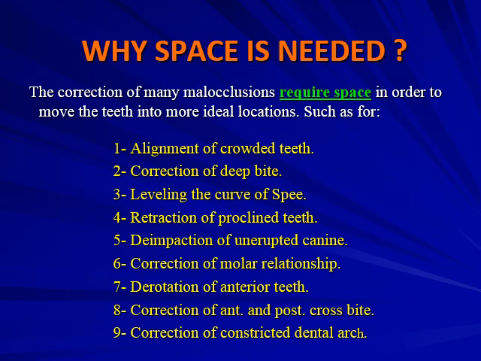Also in class 2 and class 3 malocclusion, as you know, you have an abnormal molar relationship. And we need to correct this molar relationship into a class 1 molar relationship. So we need space. If there is a rotated anterior tooth, and you know that the mesiodistal dimension of the anterior teeth is more than the labiolingual dimension, so it requires space to be aligned in the arch.